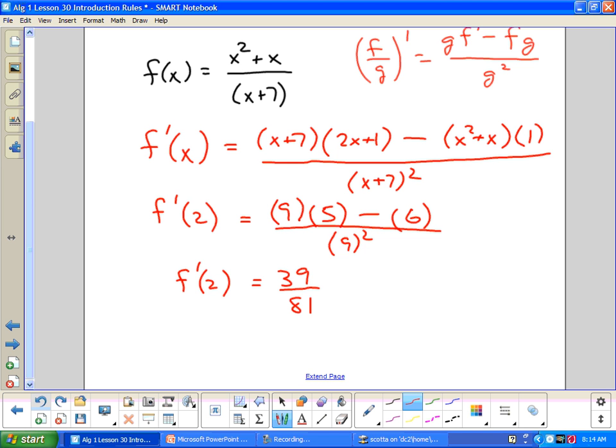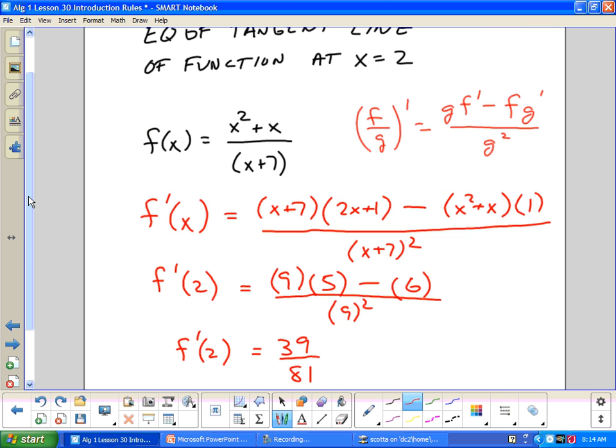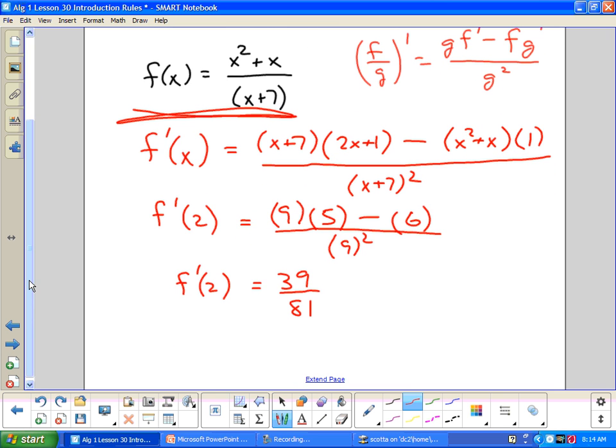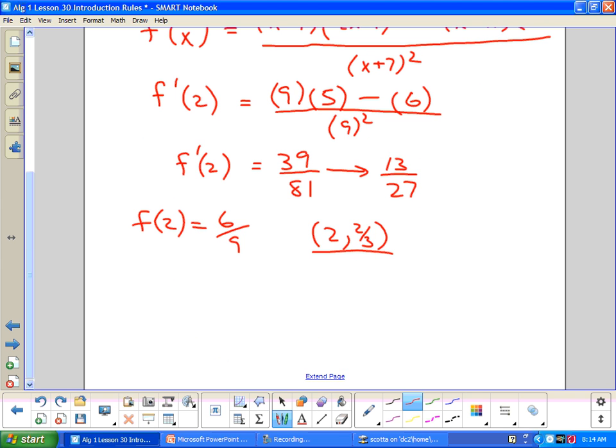I also need a point. How do I find the point? Well, I have the original function right here. So I have to find the y value. All right. Oh, 39 81sts, it does reduce. You're right. 13/27, doesn't it? All right. I will now find f of 2. Put 2 in. I get 6 on top over 9, which reduces to 2/3. Everybody, at this point now, I have a point and I have a slope.